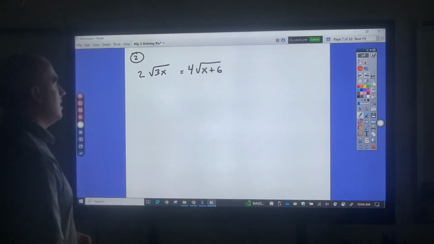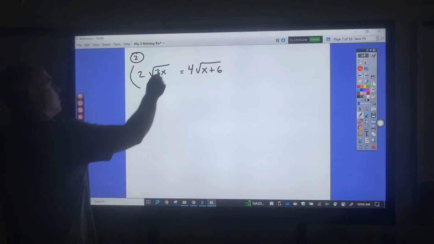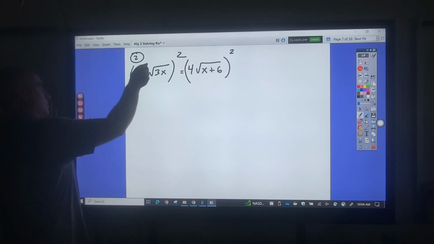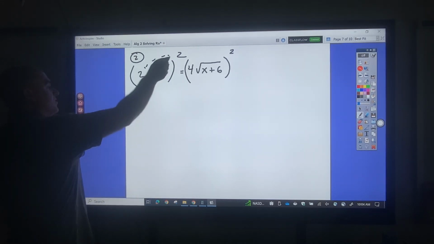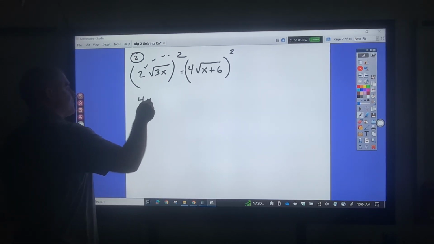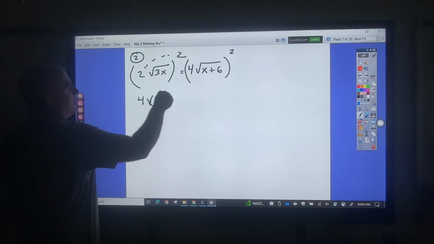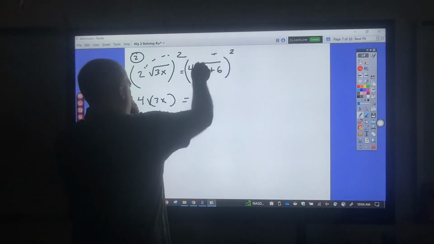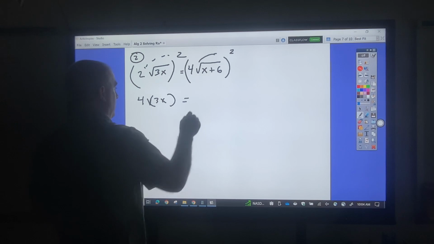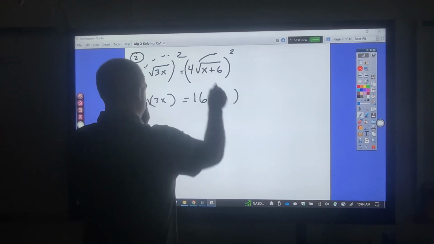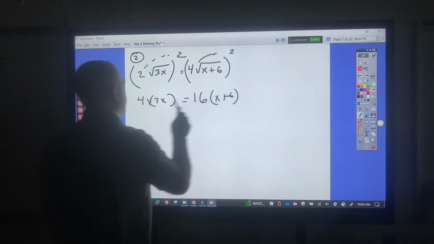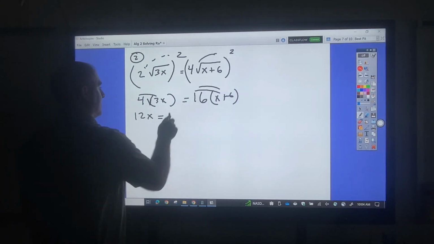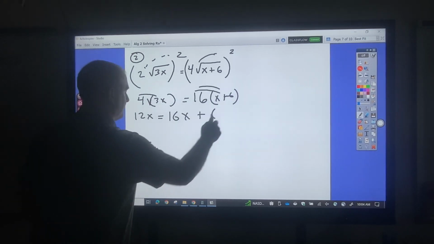Okay. This one, what I want to do, square both sides. Now, you have to square these front numbers too. So you have to apply that. So 2 squared is 4. Times, the square would get rid of that, would be 3x. Square that as well. So 4 squared would be 16. That's going to be x plus 6. Distribute that, it's going to be 12x. Distribute that, that's 16x plus 6.